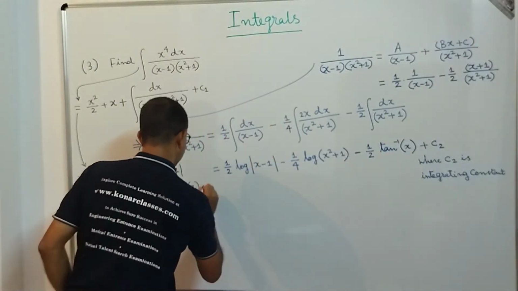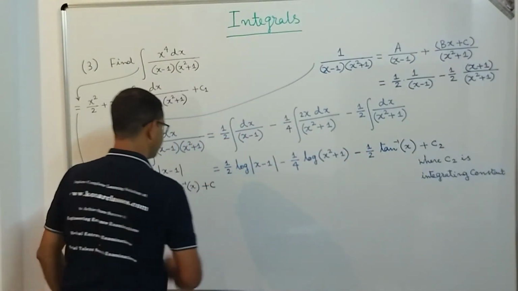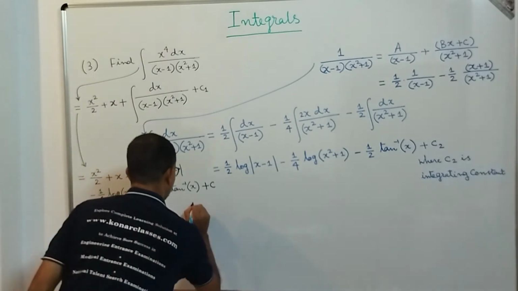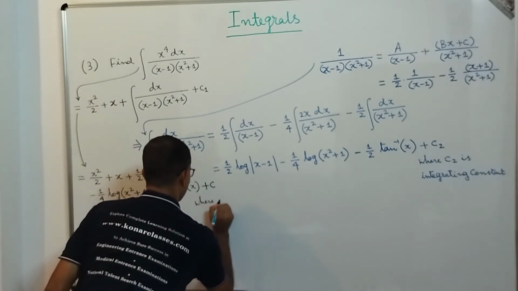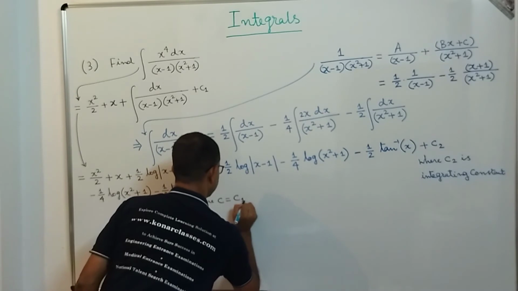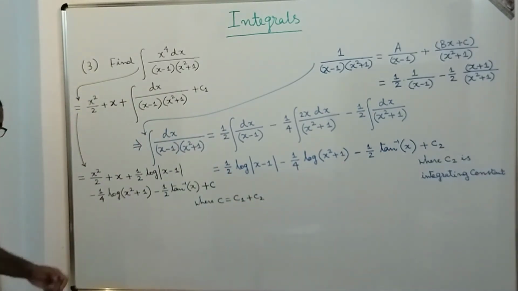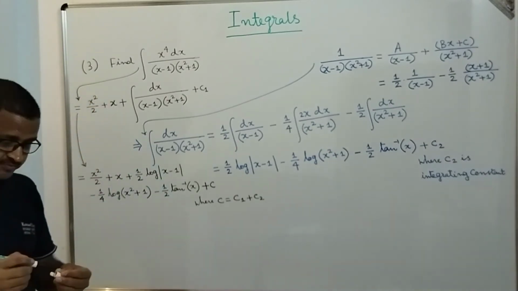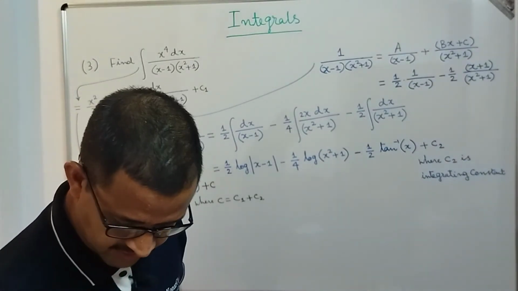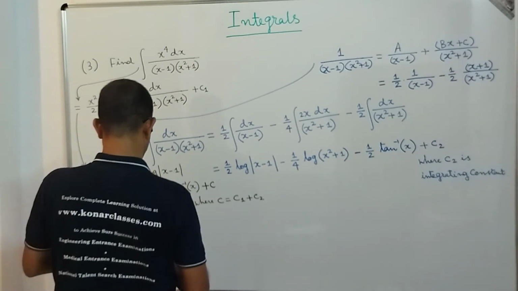We can add these two and get one constant called c, where c is equal to c1 plus c2, and that is the value of the given integration. I hope you got it very well. Now let's proceed to the next question.